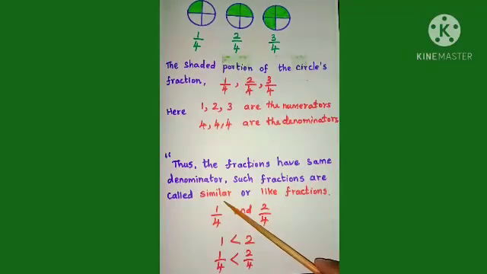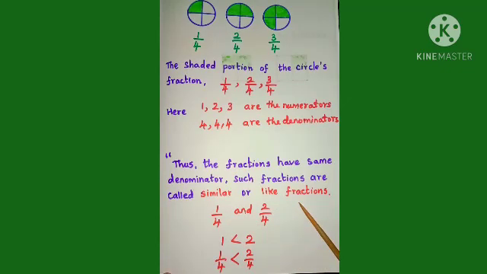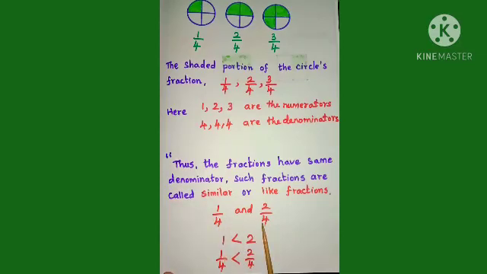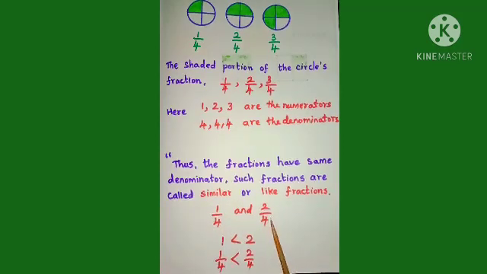For example, let us take 1 by 4 and 2 by 4. These two fractions are like fractions. Why? Because the denominators of these two fractions are the same. Since the denominators are the same, we can say these two fractions are like fractions. And also, in like fractions, we can easily compare the fractions by seeing the numerators.